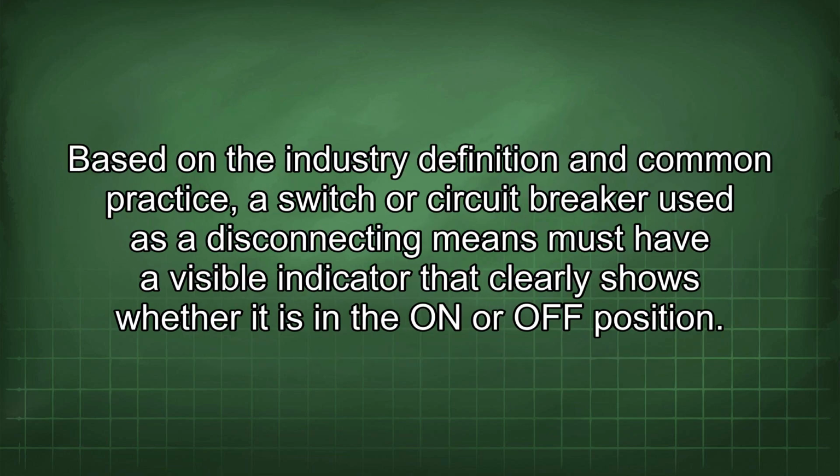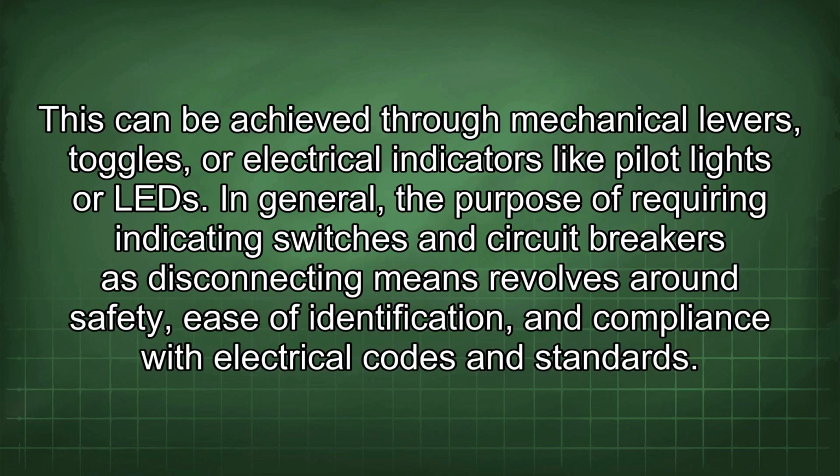Based on the industry definition and common practice, a switch or circuit breaker used as a disconnecting means must have a visible indicator that clearly shows whether it is in the on or off position. This can be achieved through mechanical levers, toggles, or electrical indicators like pilot lights or LED. In general, the purpose of requiring indicating switches and circuit breakers as disconnecting means revolves around safety, ease of identification, and compliance with electrical codes and standards.